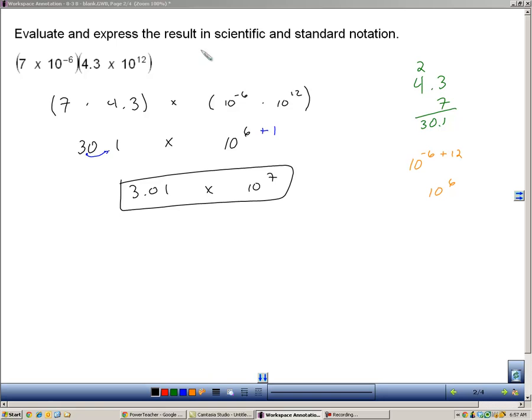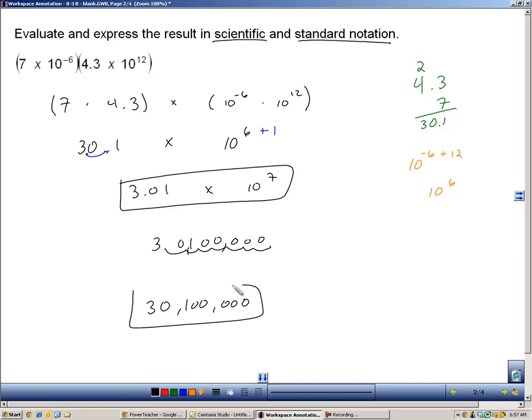Now, if you notice, the directions say to write the result in scientific and also in standard, and I neglected to do this on the last one, so I'll do it correctly here. We need to take 3.01 and multiply times 10 to the 7th, which means we're going to go to the right 7 times. So this is really 30,100,000. So your solution should be in scientific and in standard.